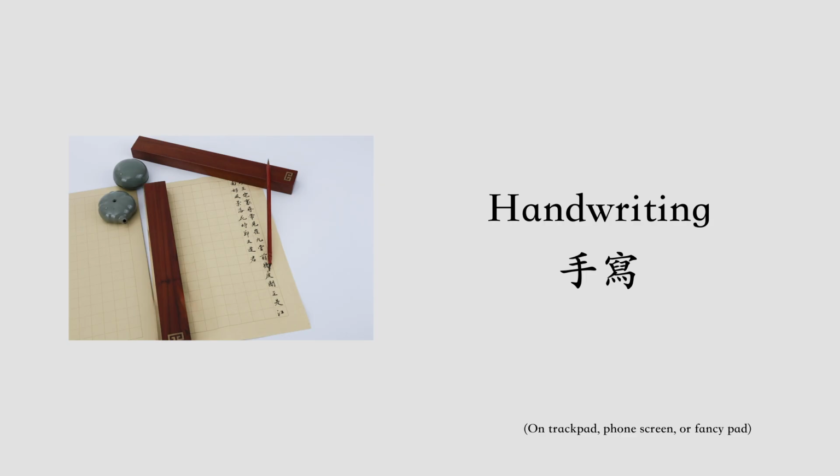There's one final input method that every Chinese person knows how to use, and it's the handwriting input method. Nowadays, on your phone screen or on your trackpad, you can handwrite a Chinese character. You can also have a separate pad, sort of a digital pen, and you can write your Chinese character on there. And this makes it really easy to write Chinese characters online. This is probably the easiest method.